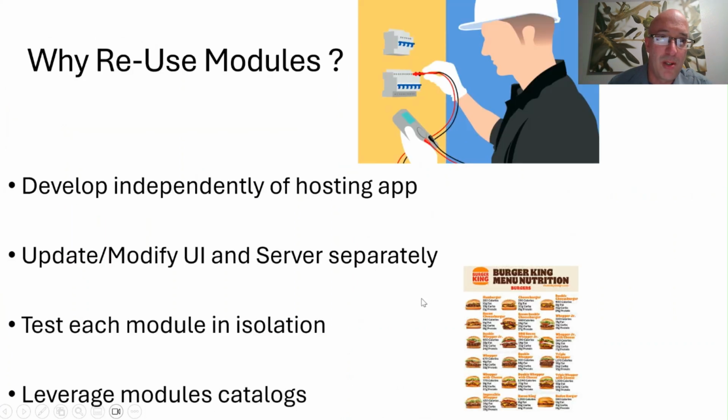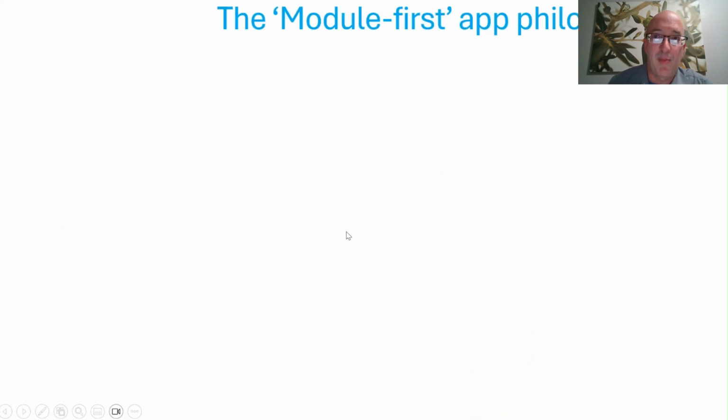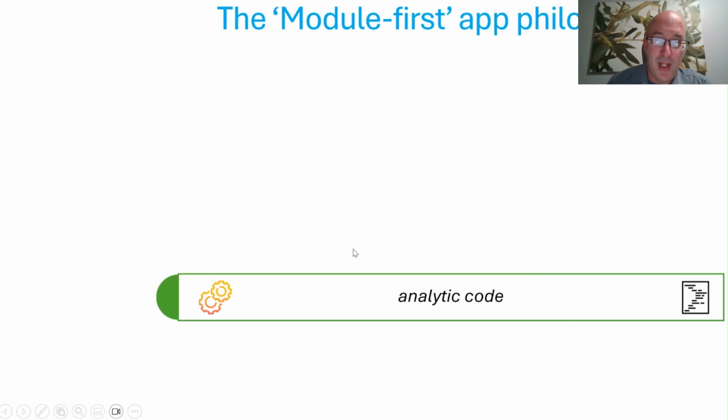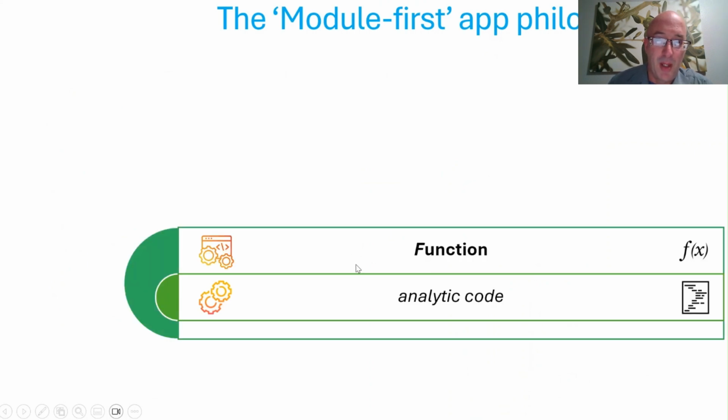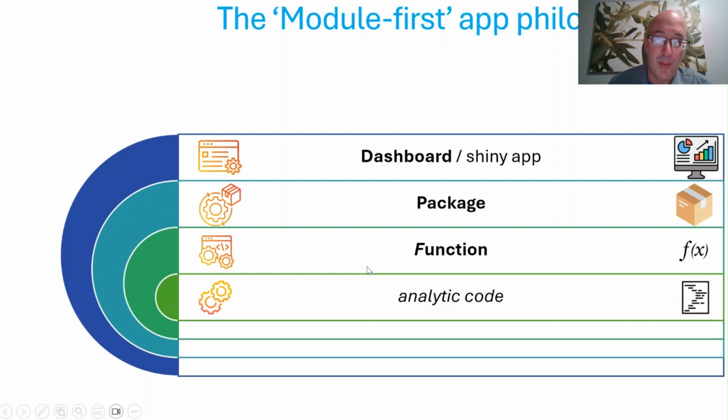So why reuse modules? They are developed independently of the hosting app. We can modify UI and server separately. We can test each module in isolation, and we could leverage a module catalog, our recipes. With modular design, we achieve reusability, rapid deployment, and a unified experience. The module-first app philosophy. We know that every analytic code should live in a function. We also know that functions should live in packages. Packages we could deploy and make accessible via dashboards, or specifically Shiny apps.